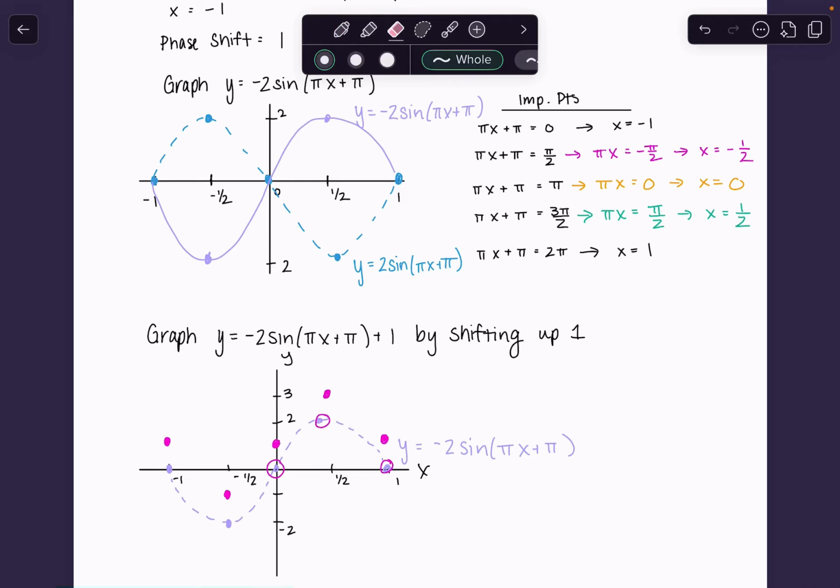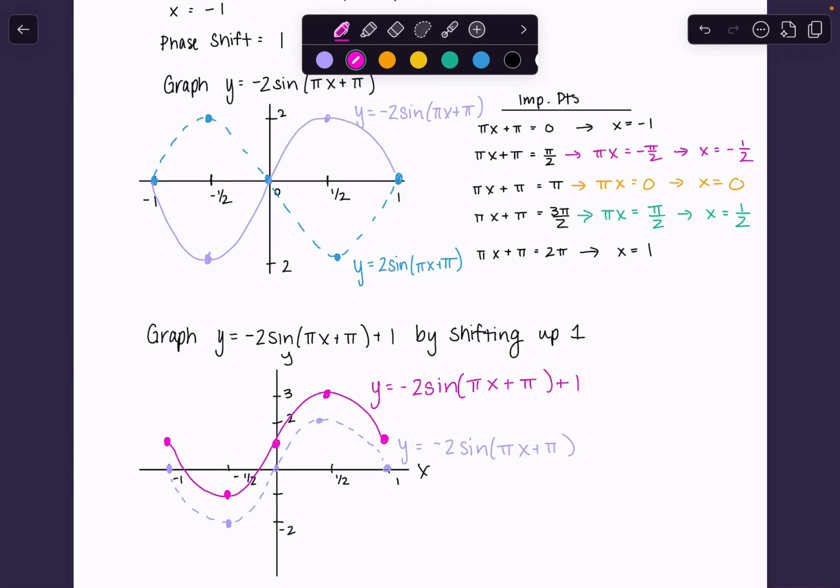So let's go ahead and remove all of the circles I just drew. But we have our points. Now we go ahead and connect our dots. Let's get that one back connected. And this is finally our full graph now with that vertical shift. Okay.